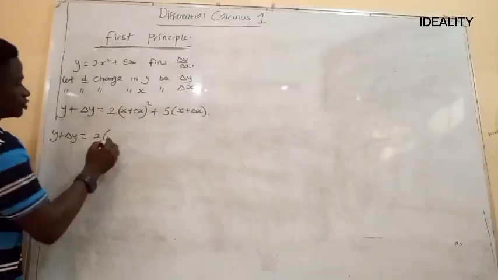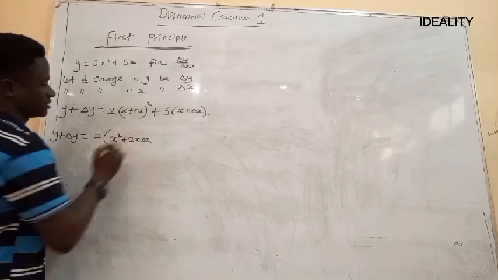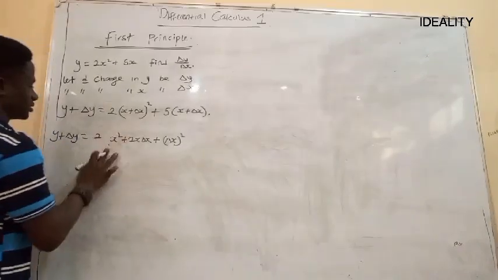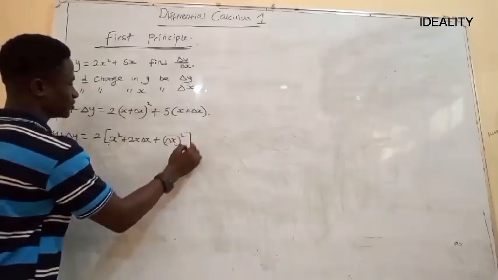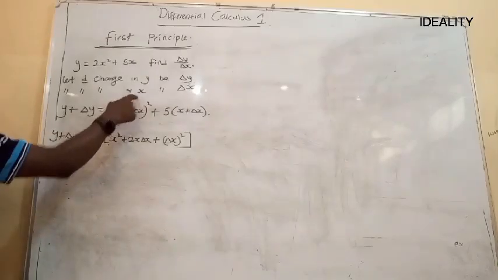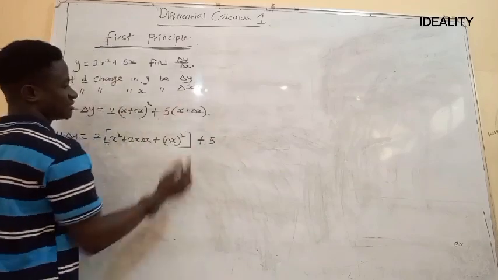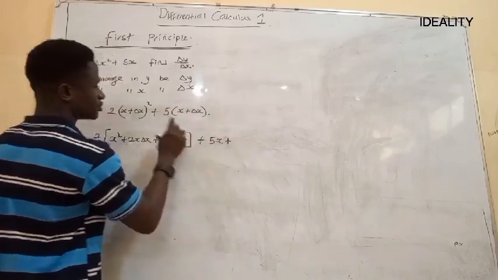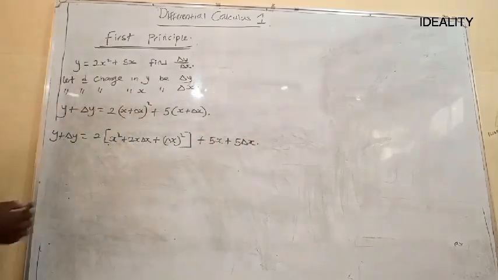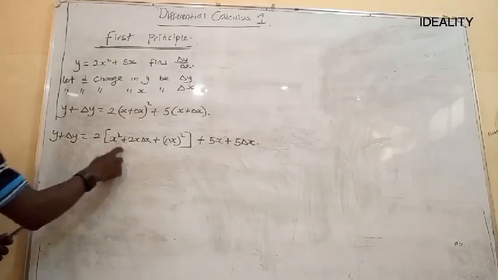If you expand this, you have x squared plus 2x theta x plus theta x squared, into bigger bracket. Don't be confused. If you expand this, you have this. So 2, expanding on this, you have this plus 5 times x, 5x, plus 5 times theta x, 5 theta x. Now, what's the next thing you do? You can expand this bracket here, this particular one.